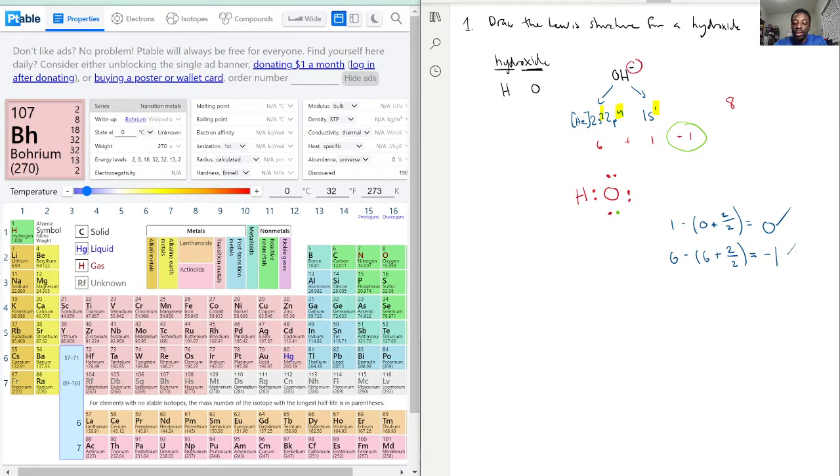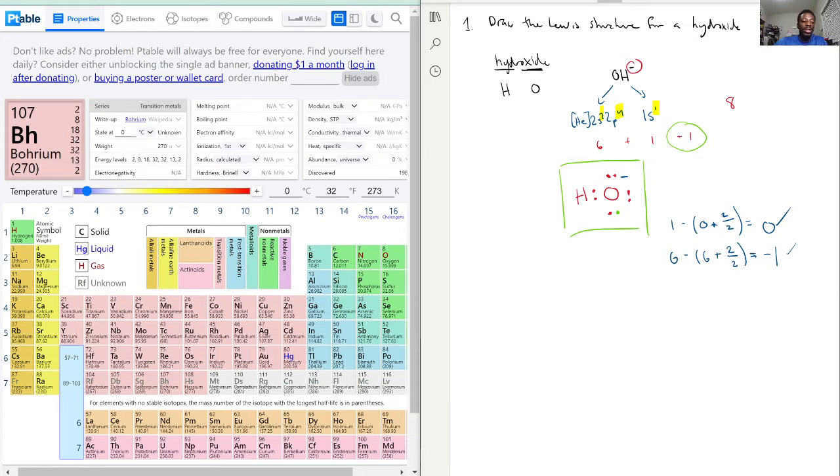So this right here is our final answer, the Lewis structure for hydroxide, and also you'd want to add that formal charge there, that negative near the oxygen, okay? So don't mistake that dash for another electron. That's just me indicating its charge.